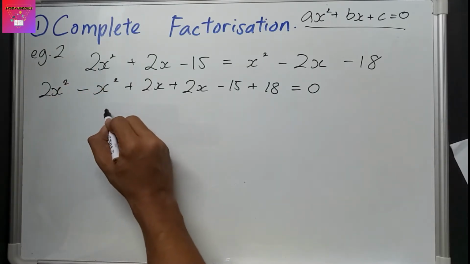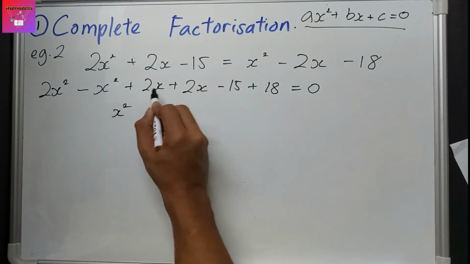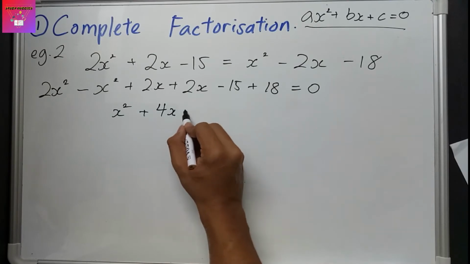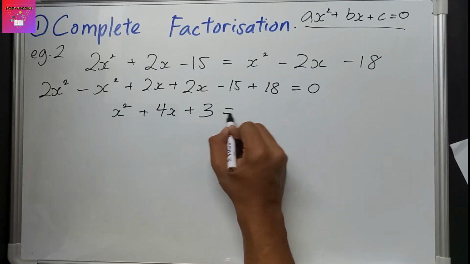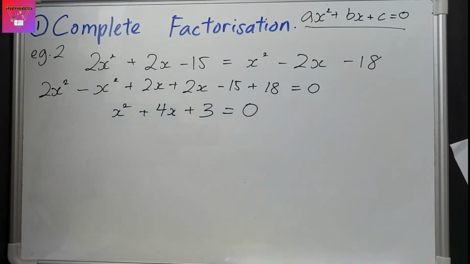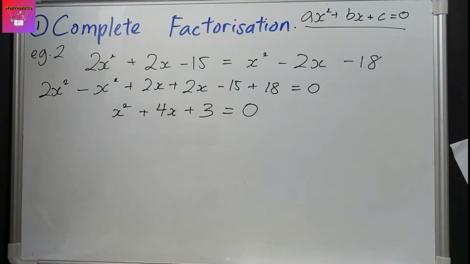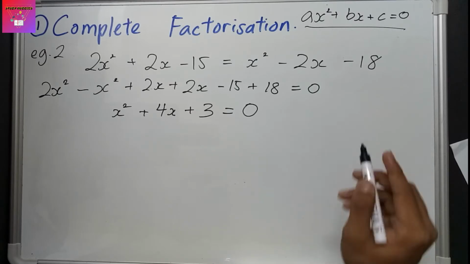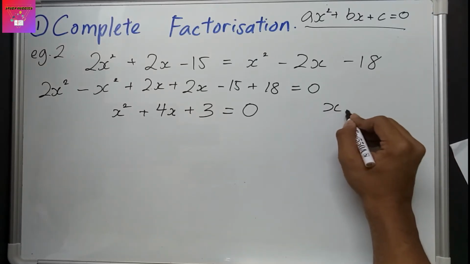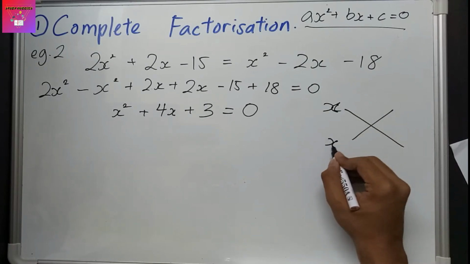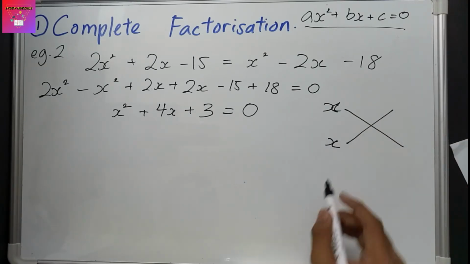I'm going to solve everything individually according to the unknowns, like x squared and x squared. 2x squared minus x squared, I'm going to get x squared. 2x plus 2x is going to bring 4x. Negative 15 plus 18 is going to bring 3, and the answer is equal to 0. So now we have achieved the general form. Again, this method is not necessary to be shown in your solutions, but it's easy to guide you to answer your questions.